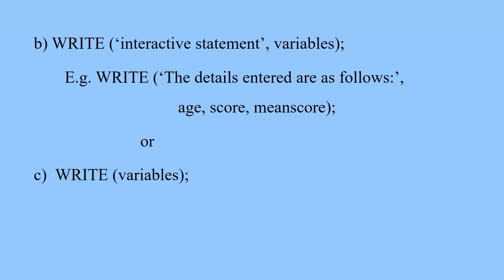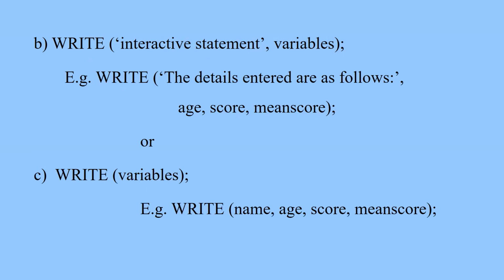Or you can just have it as write variables. You list several. For example, write, opening parenthesis, name, age, score, mean score, closing parenthesis, semicolon. So this will output or display the contents of several memory locations at the same time. In this case, the write procedure can be replaced with writeln.